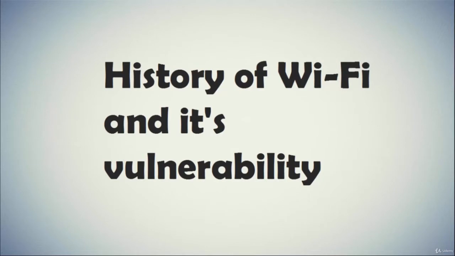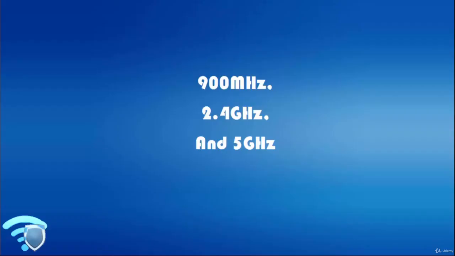In 1985, the Federal Communications Commission released three bands of radio spectrum, that is 900 MHz, 2.4 GHz and 5 GHz. These frequencies were open to operate as license-free. Many consumer electronics began to use them, from walkie-talkies to baby monitors.